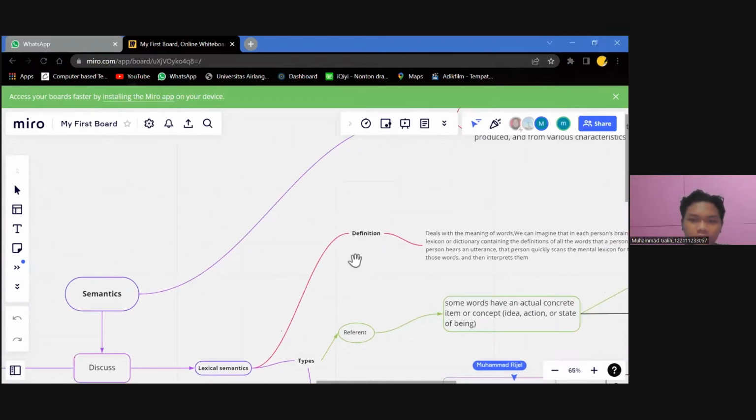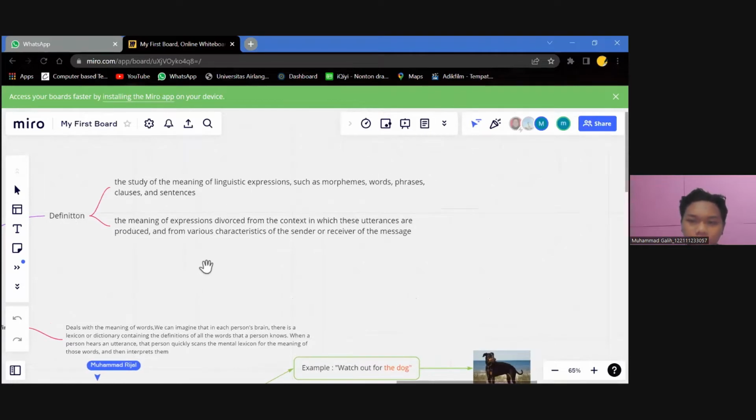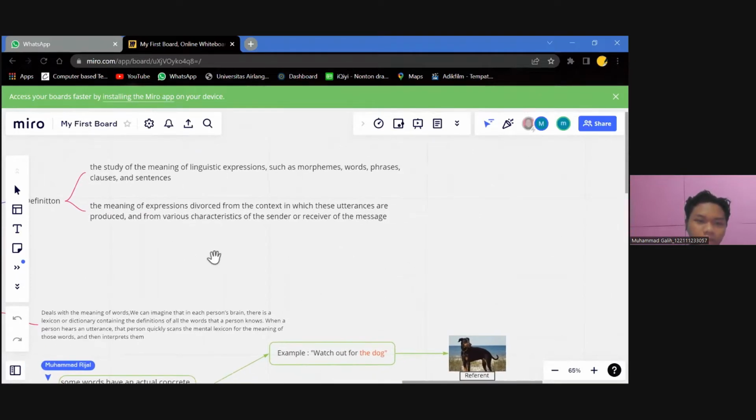Semantics definition. The study of the meaning of linguistic expressions such as words, phrases, clauses, and sentences. Division number 2 is the meaning of expressions from the context in which these addresses are produced and from various characteristics of the sender or recipient of the message.